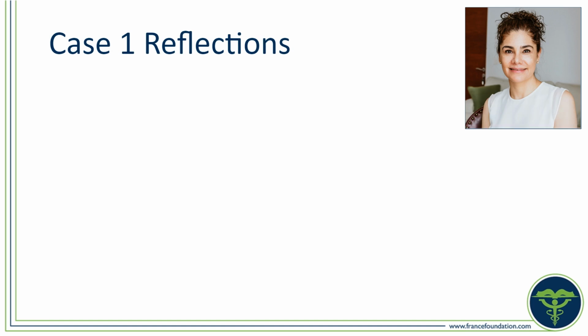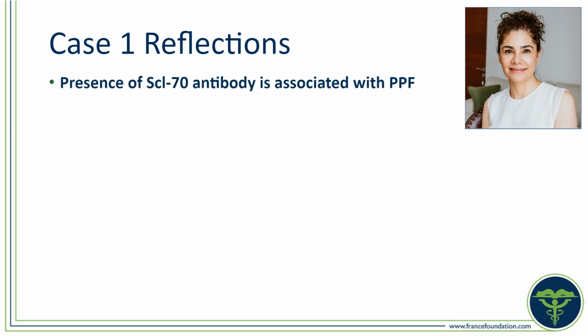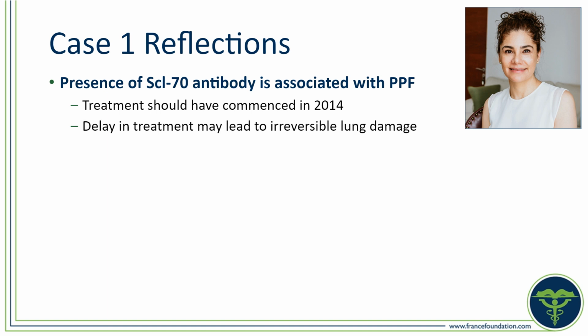The first is that, as we saw, the presence of the SCL70 antibody is associated with progressive pulmonary fibrosis. If I had seen this patient initially in 2014, I would have started her on treatment then and not waited until she developed symptoms, because delays in treatment can lead to irreversible lung damage. And we know that these patients with the SCL70 antibody are likely to develop progressive pulmonary fibrosis.